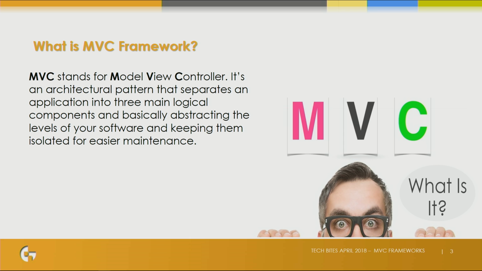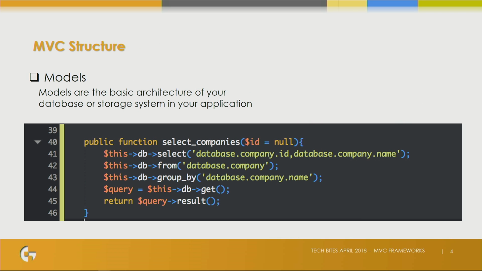So I will go through each structure and show you what's the model, view, and controller. Okay, so the model. The model is the basic architecture for your database or storage. I'm going to go a bit technical here by looking at this function. Of course, this is PHP, using CodeIgniter. This method is asking to select all companies.